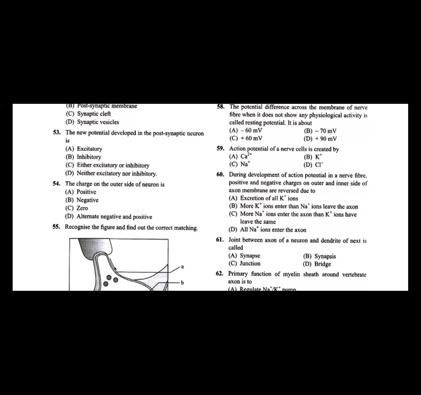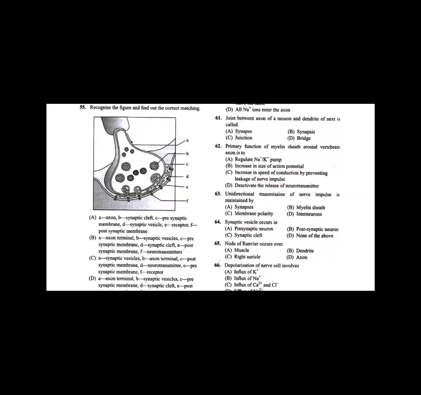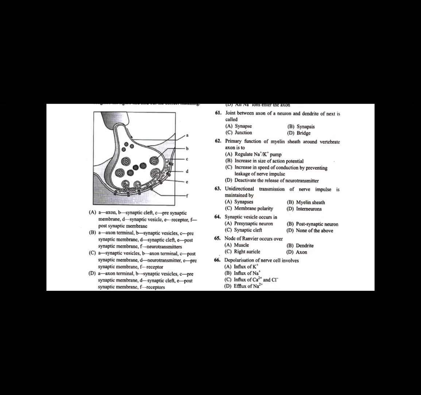Question number 55, this is an NCERT structure. This is an NCERT diagram, students. Question number 55: recognize the figure and find the matching. What labels are there? We need to mention the labelings. So what are the labelings we're going to find? Here A is the axon terminal.